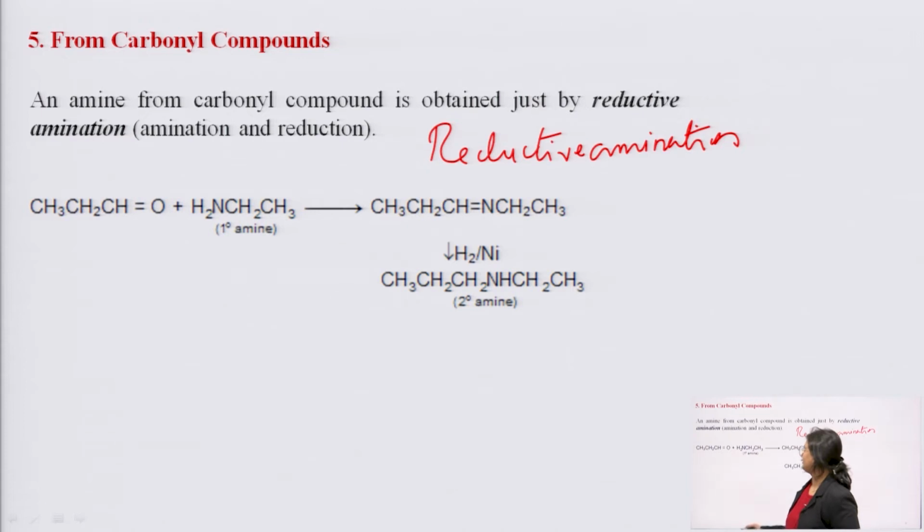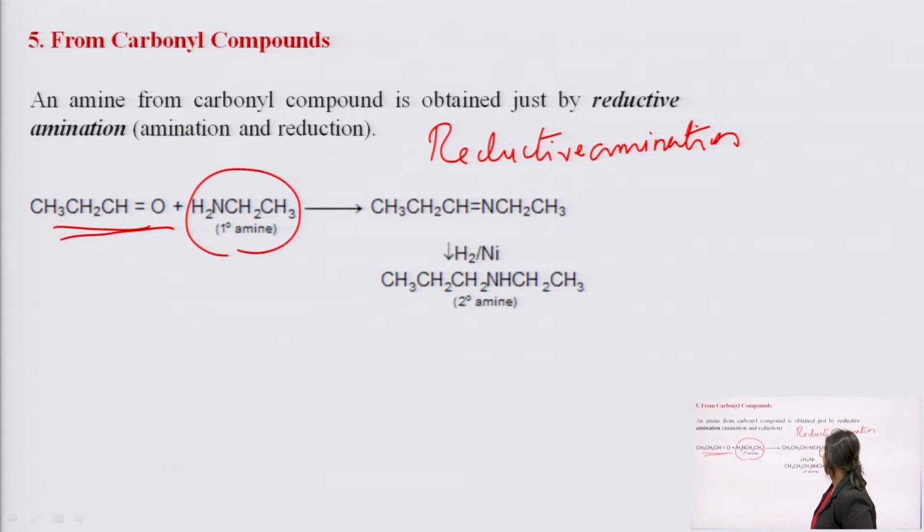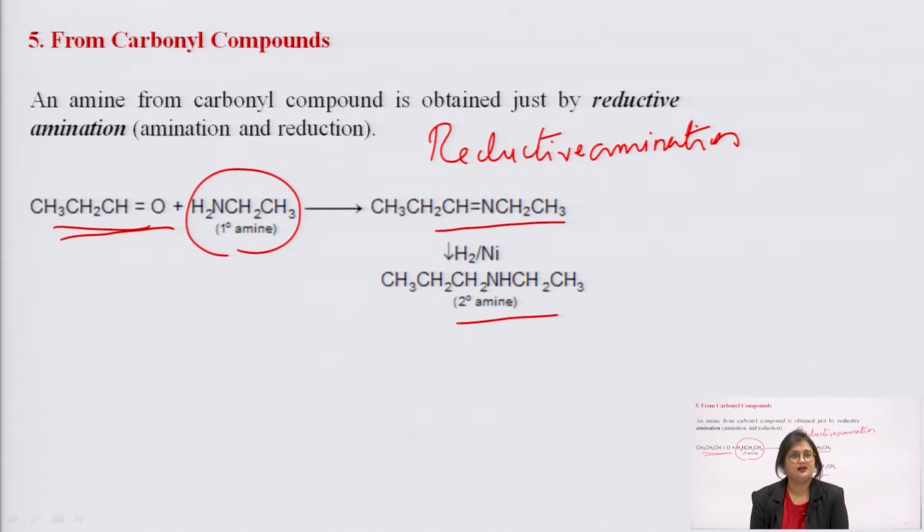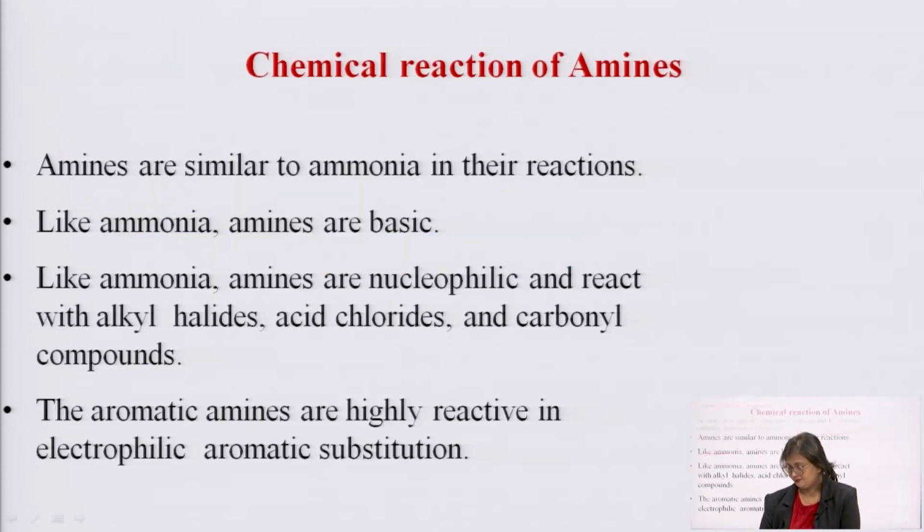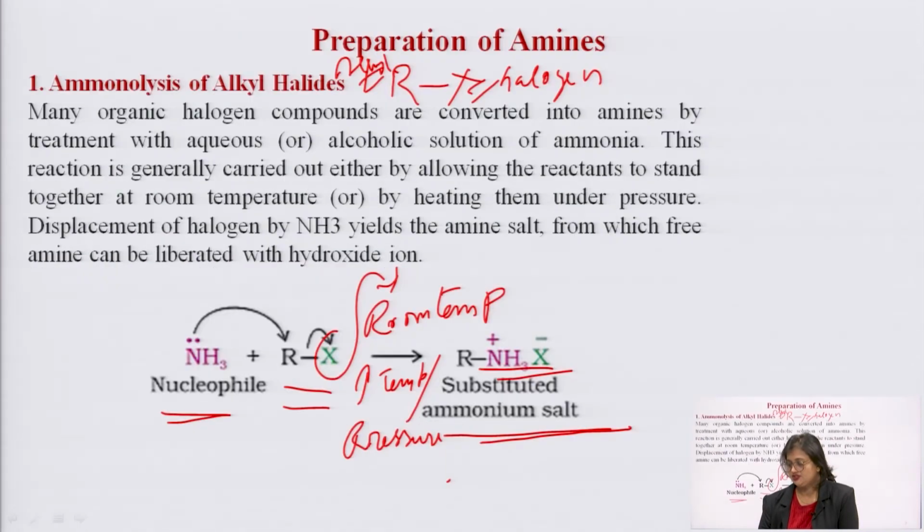Here we can see, for example, CH3CH2CHO, an aldehyde, on reaction with a primary amine leads to the formation of a secondary amine. That is the reduction of a carbonyl compound, or conversion of a carbonyl compound into amines. We shall now recap the preparations of amines.